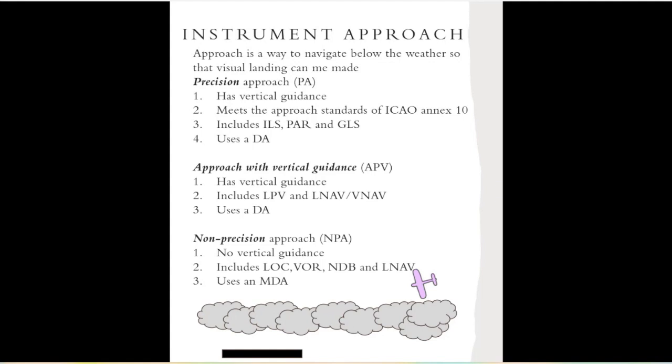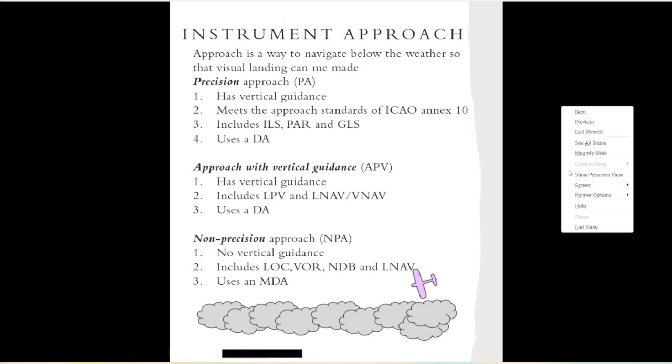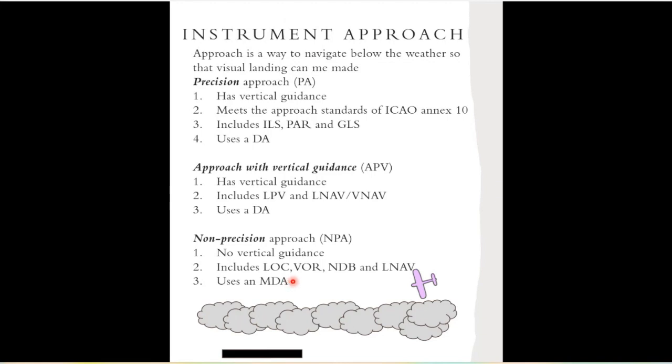For today's purpose, we will look at a non-precision approach, NPA. What's different about a non-precision approach? We have no vertical guidance. Typical examples are localizer, VOR approach, NDB (less common), and the one we'll look at today is an RNAV approach. All those approaches use MDA, which is the minimum descent altitude. And that's critical, as you'll see later, to not descend below the altitudes you are given.